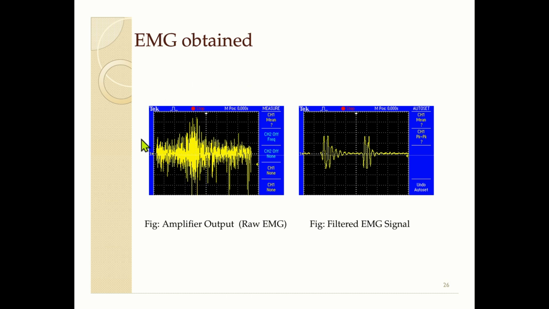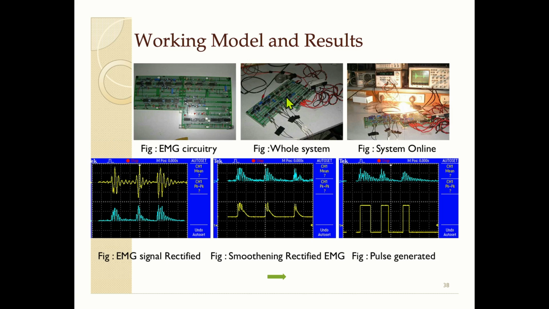Here on the left hand side we obtained the amplified output, which is the raw EMG signal, and on the right hand side this is the filtered EMG signal. As you can see, all the unwanted components of the signal are getting removed by the filters. This is the full circuitry, as you can see here, which also shows some other applications. Now the part which is important to us is this graph. As you can see, this yellow graph shows the filtered output. So this is the response of the signal.